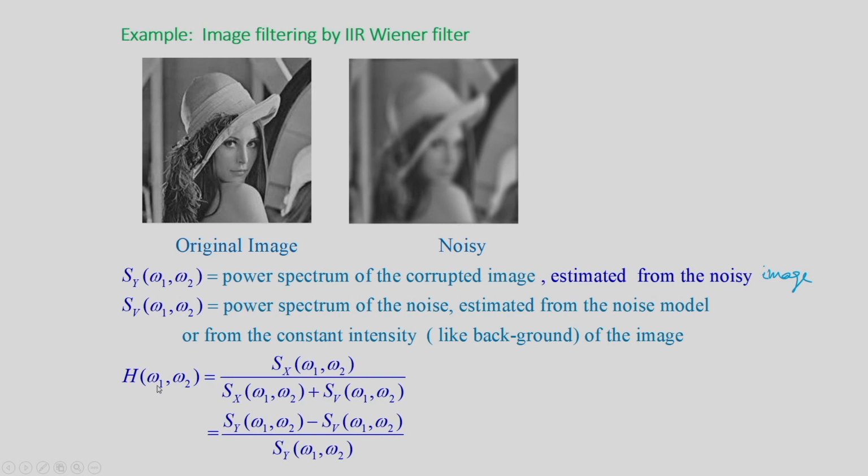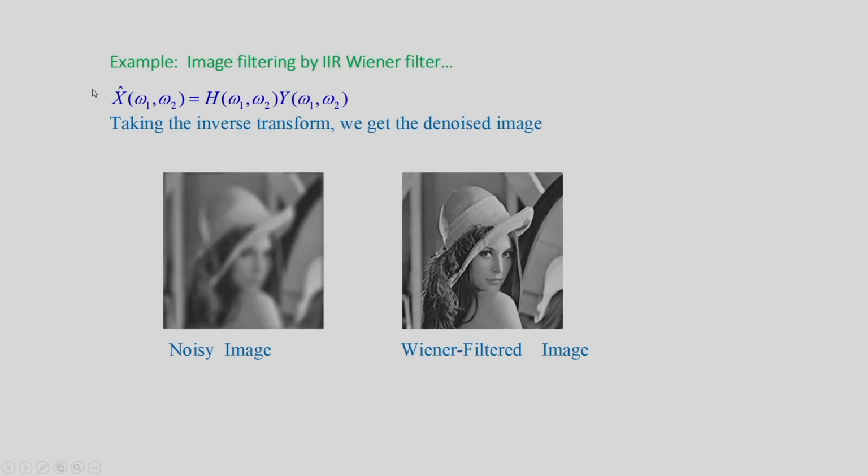Once we have H omega 1 omega 2, we can determine the Fourier transform X hat omega 1 omega 2 as H omega 1 omega 2, that is the transfer function, multiplied by the Fourier transform of the observed noisy image Y omega 1 omega 2. Taking the inverse DTFT, we get the denoised image. This is an example. So, this is the noisy image. After this step, we get this Wiener filtered image. So, this is an application of the Wiener filter in 2 dimensions, and here a non-causal Wiener filter is used because the entire image data is stored and then we process.